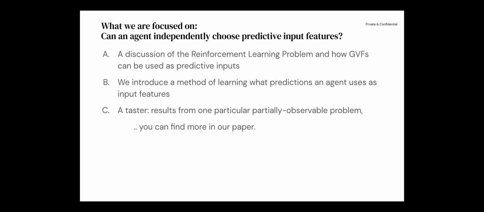I'm going to start with a brief discussion, which has already been touched on, about the reinforcement learning problem and how generalized value functions can be used as predictive input features to augment an agent's observation stream. I'm going to introduce a method of learning what predictions an agent might choose to use, and I'm going to leave you with a taster. I'm going to pick a particular result from the paper that we're sharing at this conference, and you can find more in our paper.